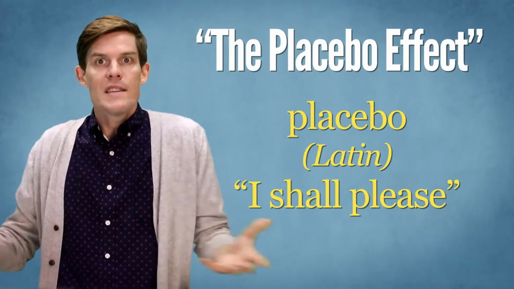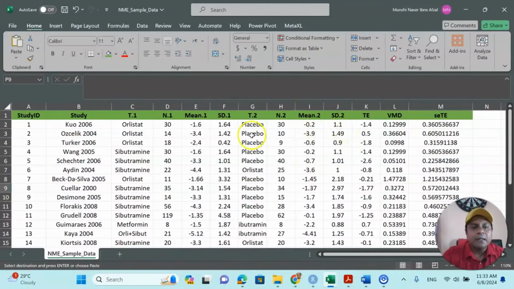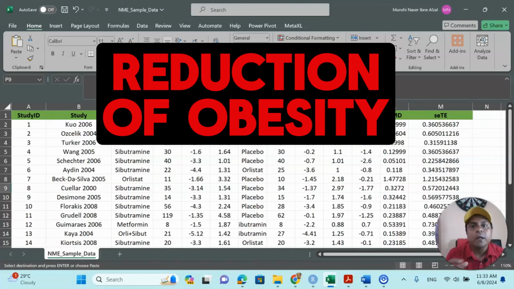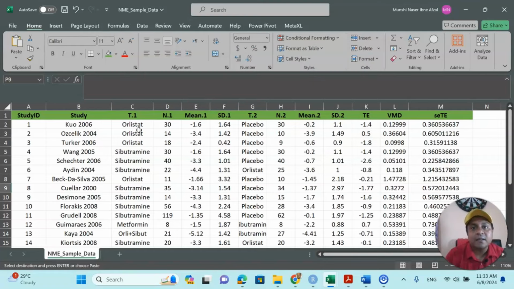So, what's in them? As you can see here, study number one, Cow 2006, uses Orlistat in treatment group one. This is an obesity-reducing medication, and the research objective is to reduce the obesity condition of a group of control patients, and there are several medications being used in this particular case.